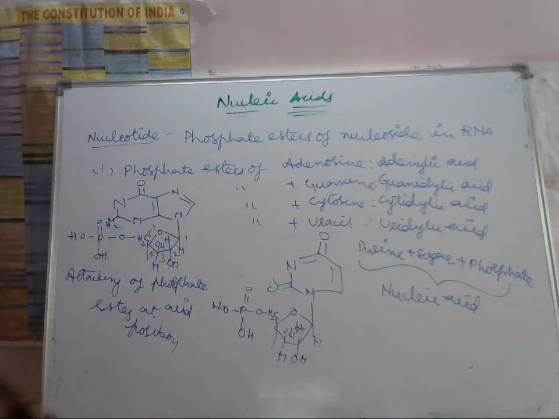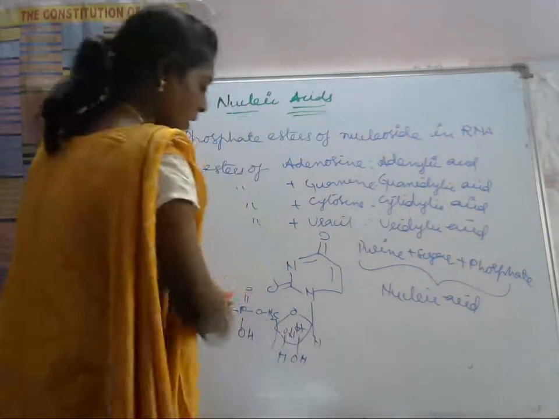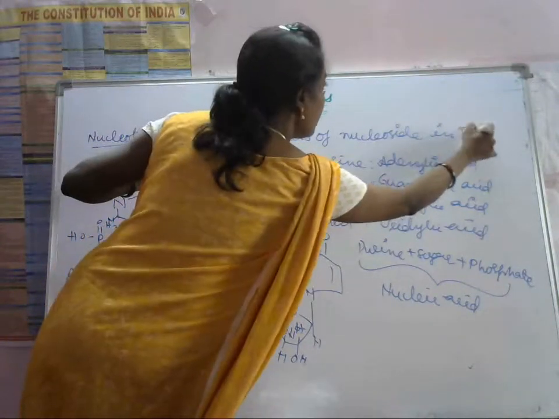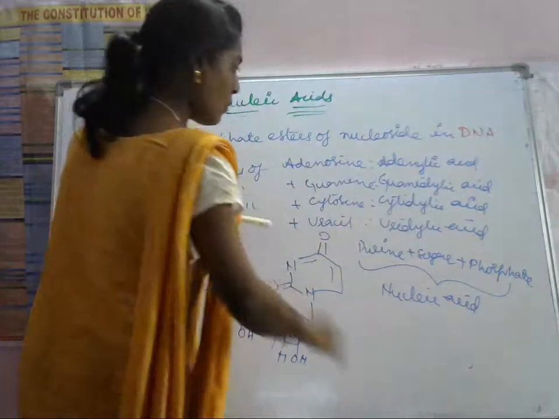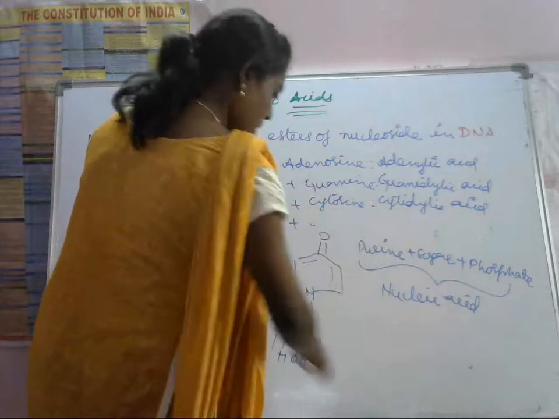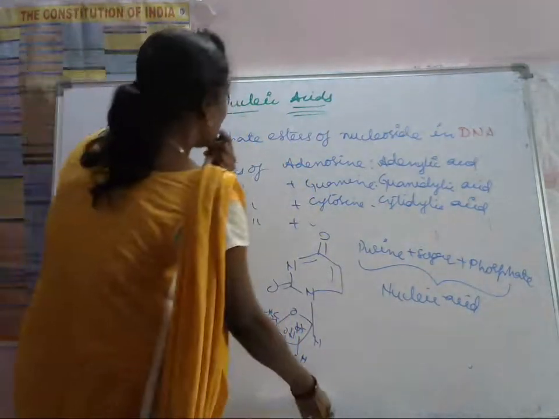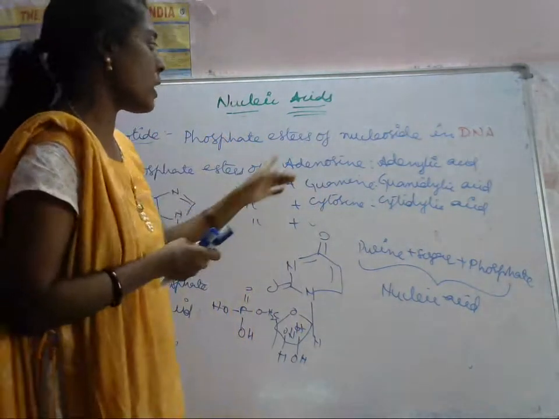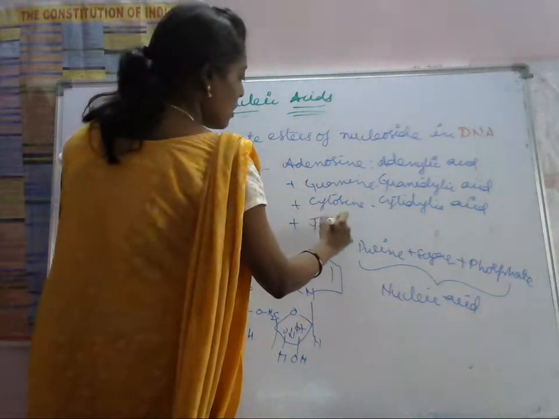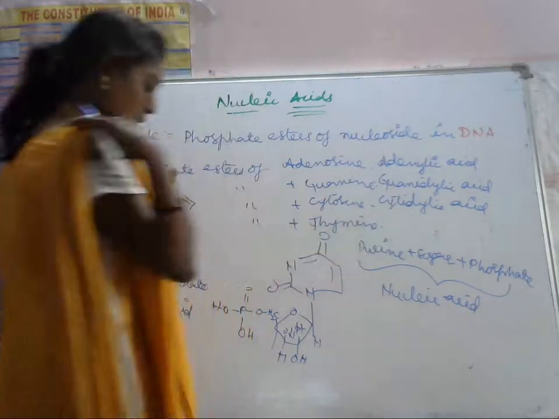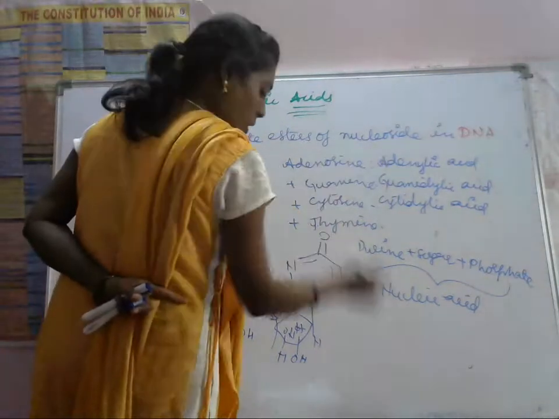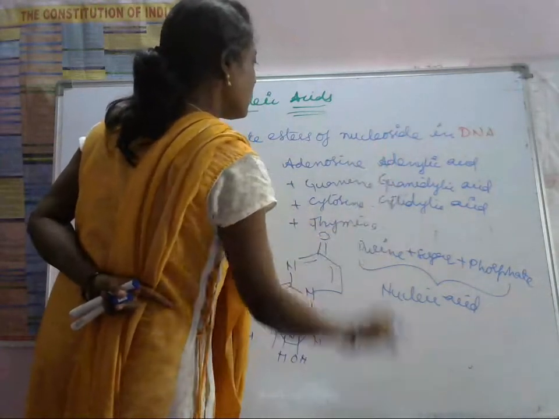Same. So if you see, this is RNA. If it is in DNA, only this uracil will be replaced. In DNA, what are the bases present? Adenine, guanine, cytosine and thymine. So the remaining all will be the same. So this is the thymine. That's why we have to add the term for all of this.